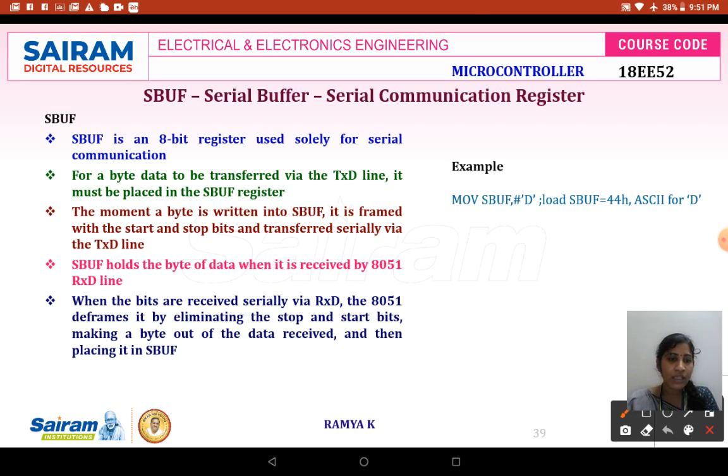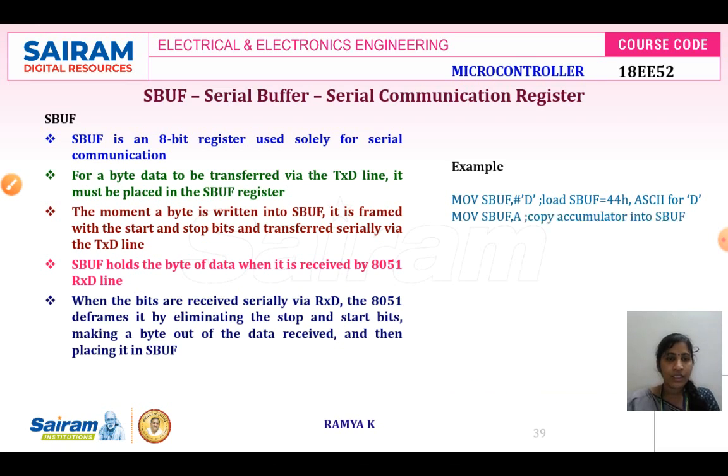In this, SBUF is your register. D is the data, which is going to be your ASCII data. This ASCII data needs to be moved to your SBUF register. So when it is moved, it means that data D is available in the SBUF register and it is ready for transmission. Next example is going to be MOV SBUF, A.